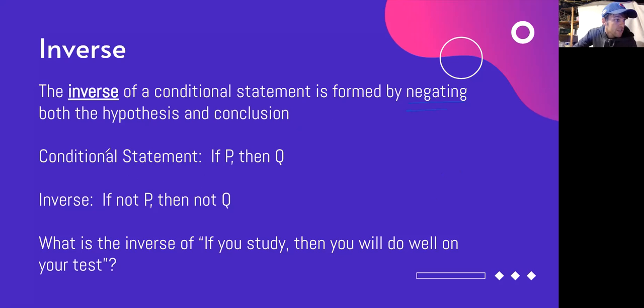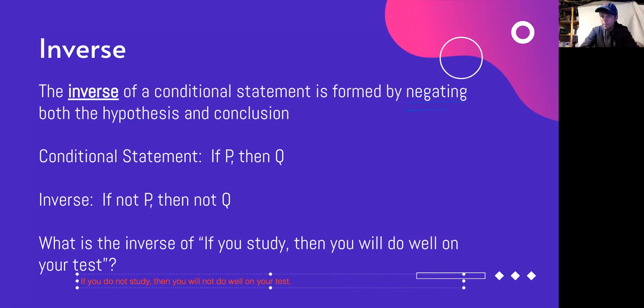All right, so if our conditional statement is if P then Q, we're going to keep P and Q in the same spots, but we're going to negate them. So we say if not P, then not Q. So what is the inverse of this statement? If you study, then you will do well on the test. Again, we need to negate those. So if you do not study, that's the opposite of that one, right? Then you will not do well on your test. So that would be our inverse.